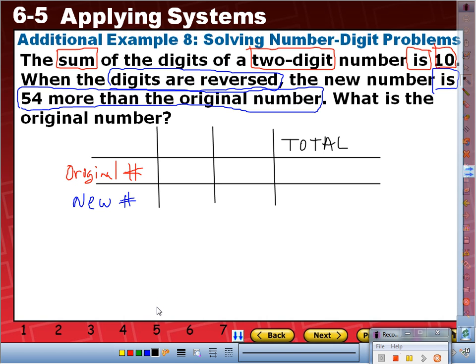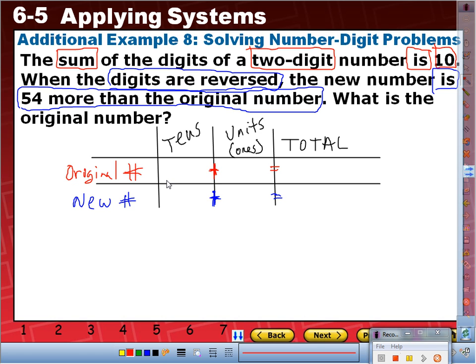So now let's see. We talked about a 2-digit number. And what places did we have? We have the tens place and we have the units place, or in other words, the ones. All right, so let's see. The sum of a 2-digit, what does sum mean? Add. And the word "is" means equal, okay? So same thing here for the new one. Add and equal.